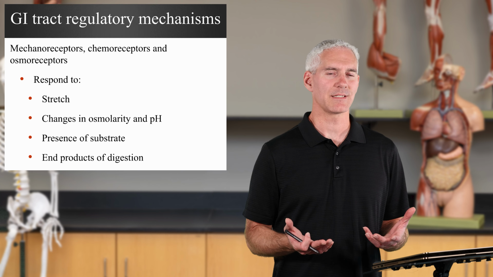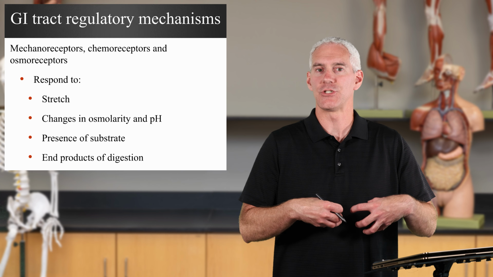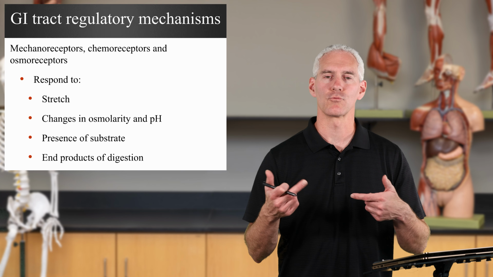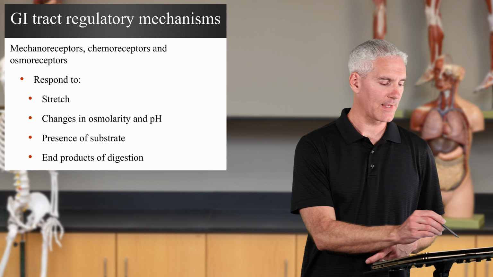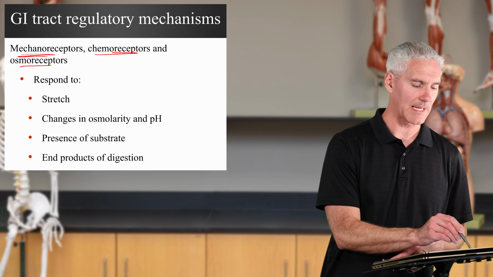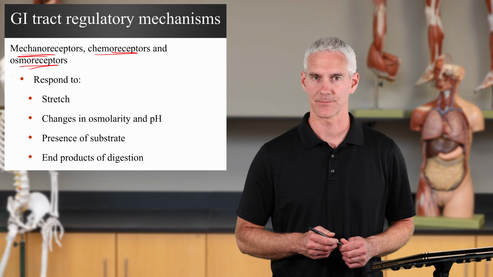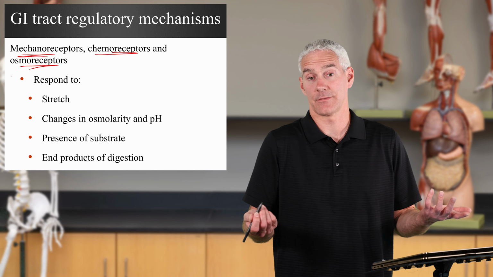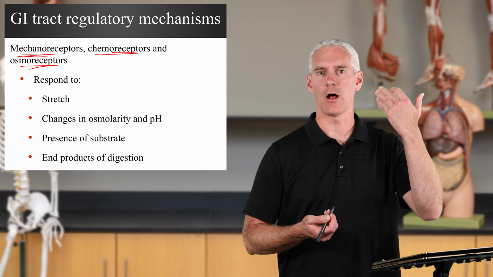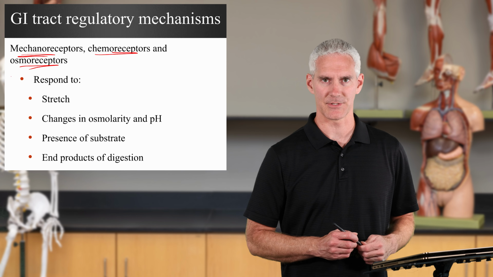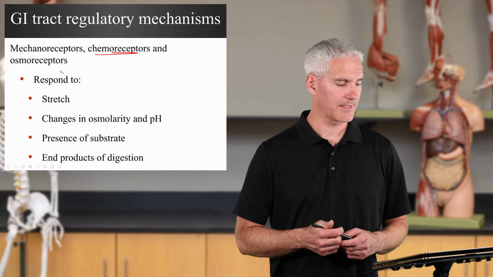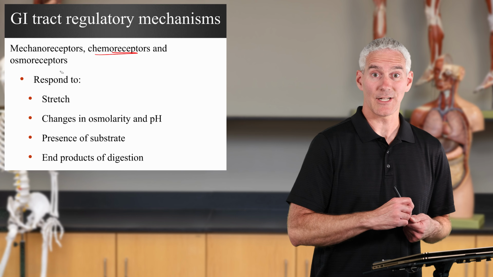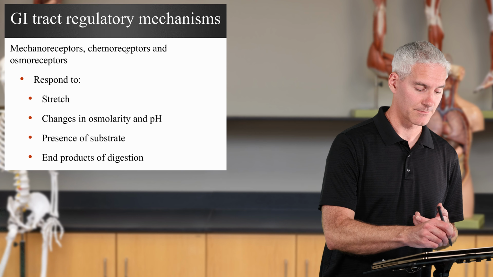And all of these processes are regulated not only by the GI tract itself, but regulated by your central nervous system as well. It's regulated through things like mechanoreceptors, chemoreceptors, and osmoreceptors. So that's a lot of receptors. Yeah, from mouth all the way through anus there is a ton of receptors in this system. So they respond to things like stretch. Well, stretch is going to be mechanoreceptors.